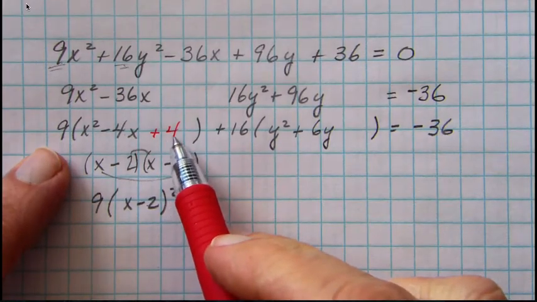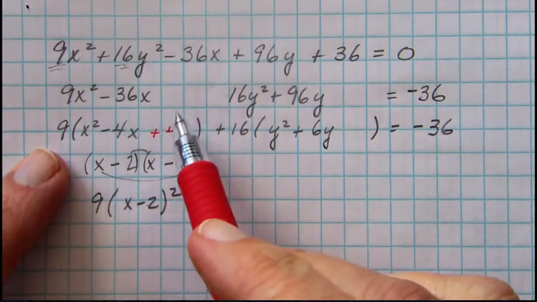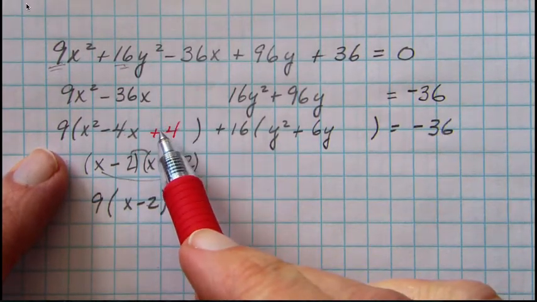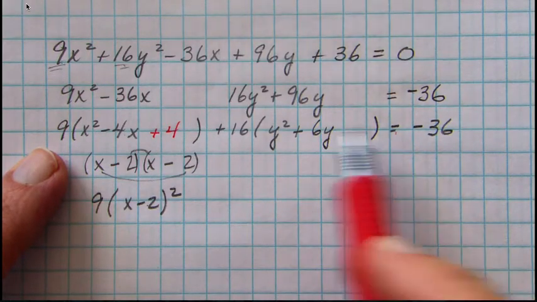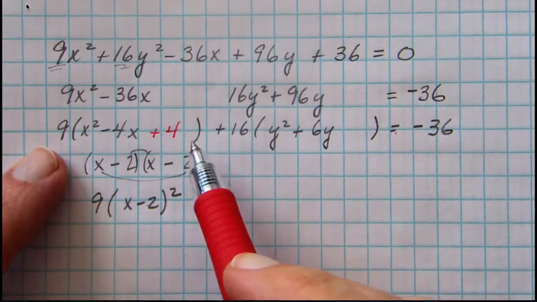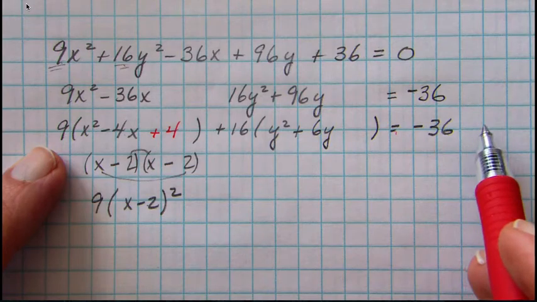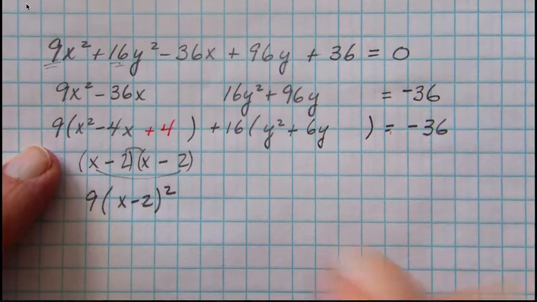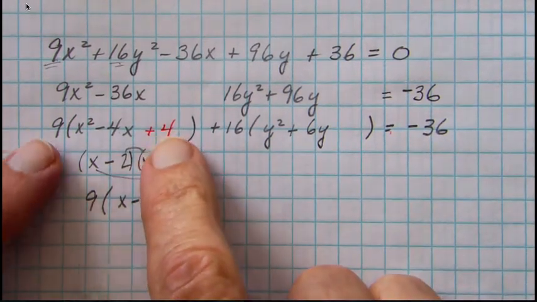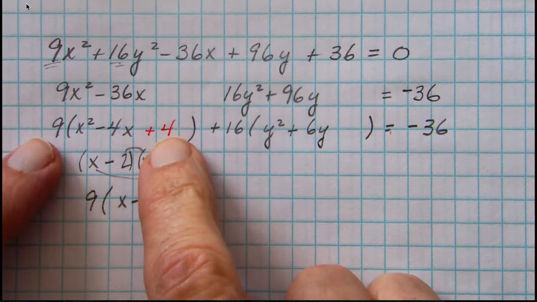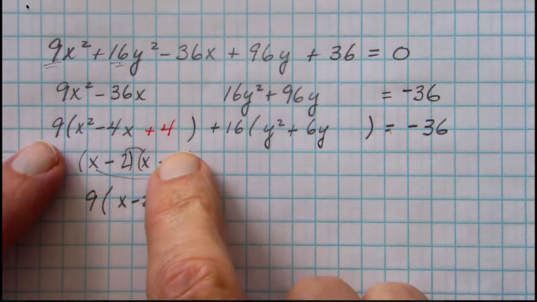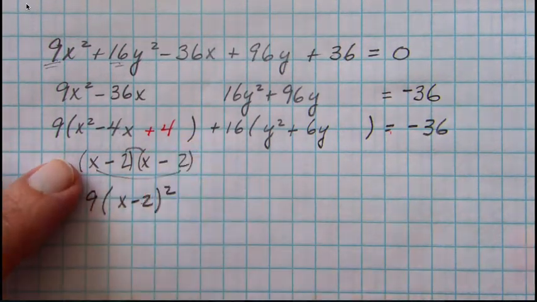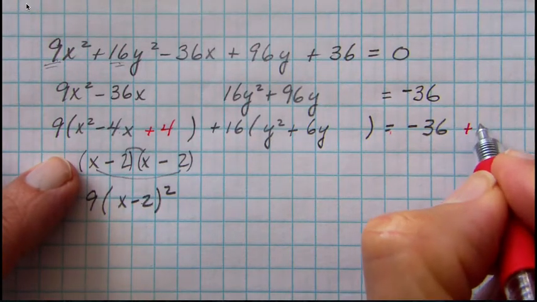I'm going to do the same for the y's in just a moment, but before I forget, I have to be mindful that I've changed this problem. I've introduced a value on the left-hand side of the equal sign, so I've actually increased the value. I need to do something over here to balance things out. Well, I have 9 times 4, so I really have a value of 36 being introduced to this side of the problem. So I'm going to put a plus 36 over here.